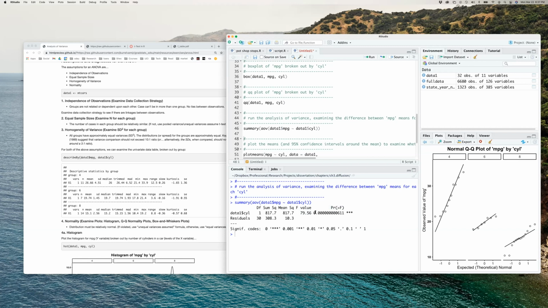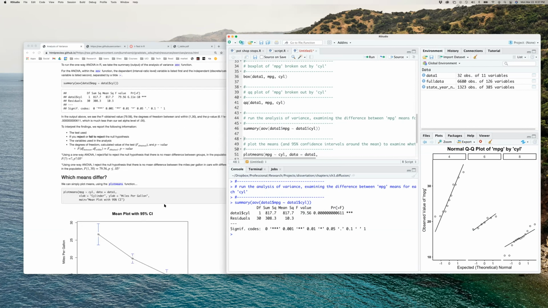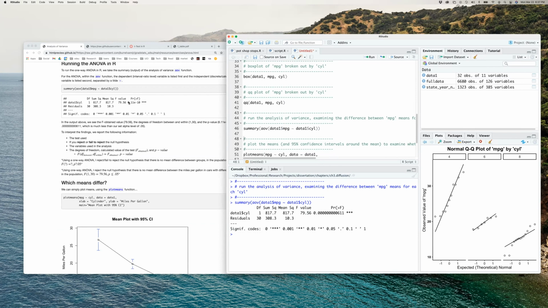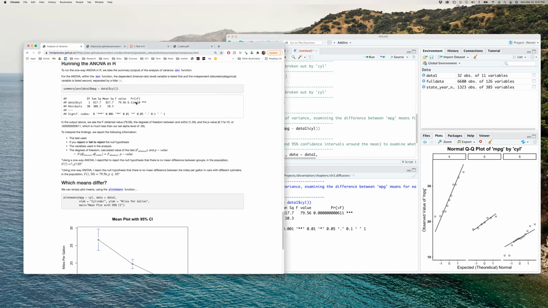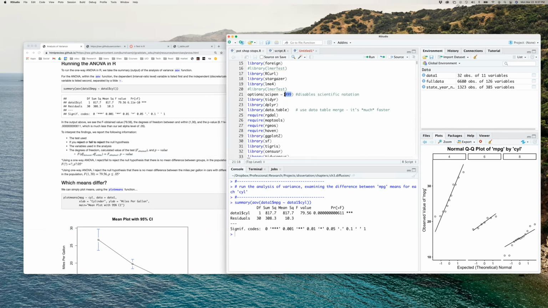So our P value here is 0.000000000061. Let's say it differently here. Does yours say 6.11 E negative 10? Why does it say that? Well, back a while ago, I turned off scientific notation. So mine says it a little bit differently. I think it's 1.